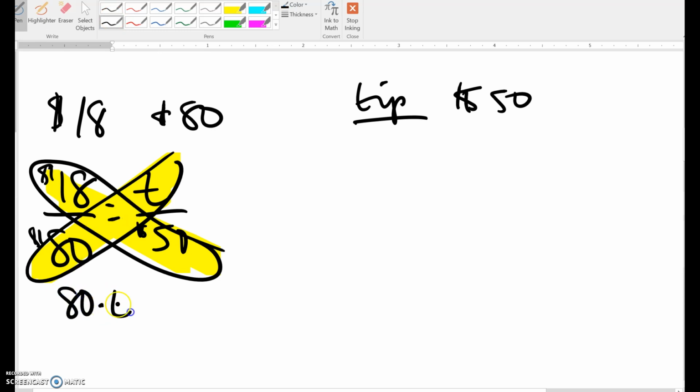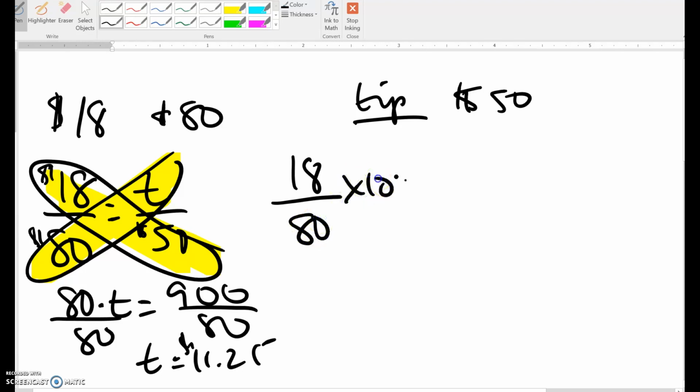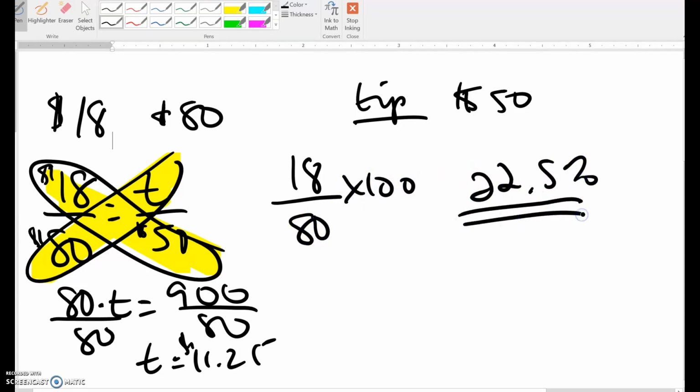So whatever 80 times t is, 18 times that is what? 900. Divide by 80. So your tip should be 11.25. Another idea might be to do a percent. So take $18 tip out of 80 total, multiply by 100, and be like, okay, well, I'm tipping 22.5% on that meal, so then I should use that same percent on the other meal.